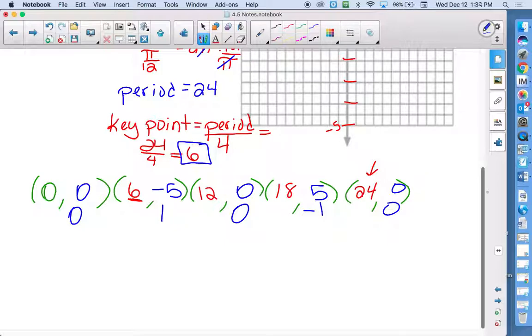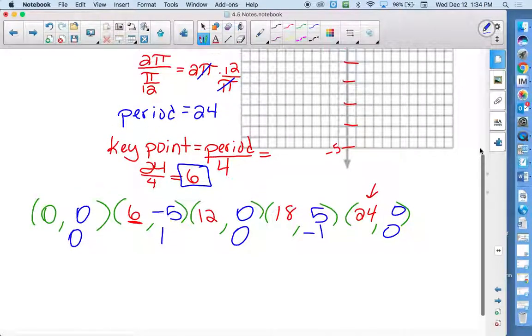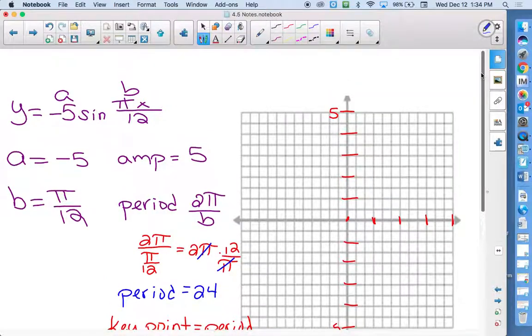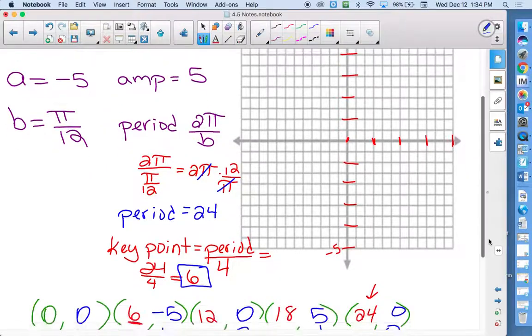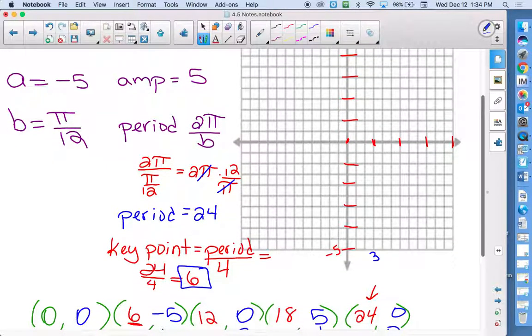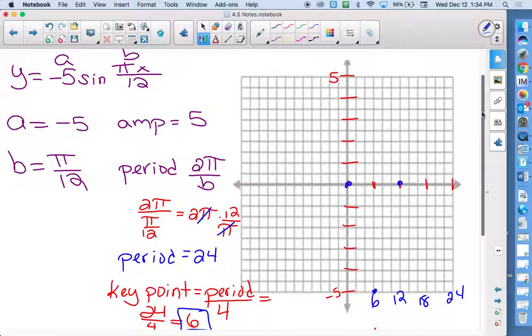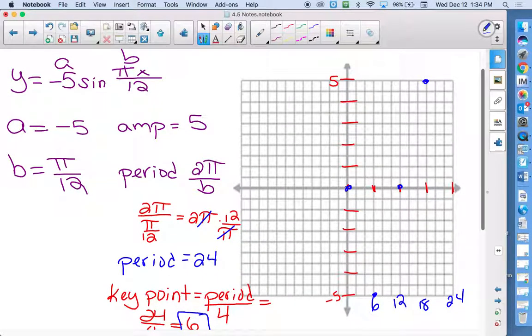And then the y values, the numbers I have underneath are the standard y values, 0, 1, 0, negative 1, 0. But you need to multiply that by negative 5 because there's a negative 5 for the a value. So then you have all that information. We just need to plot some points. So this is counting by not 3, counting by 6. And the first point is at 0, 0. The second one goes all the way down to negative 5. Up to 0, all the way up to positive 5, back down to 0.